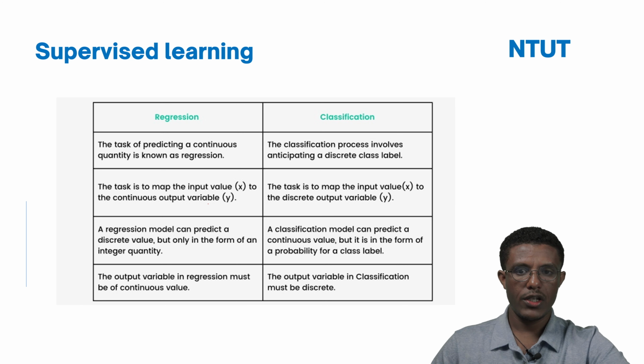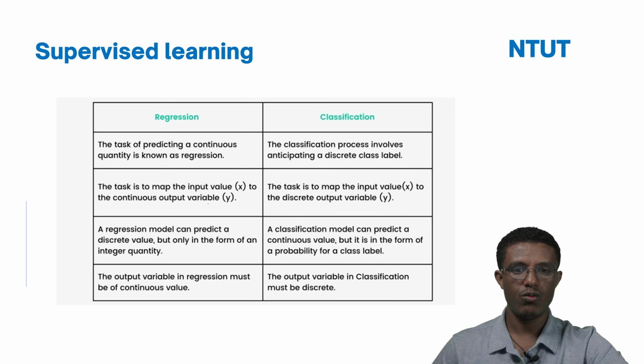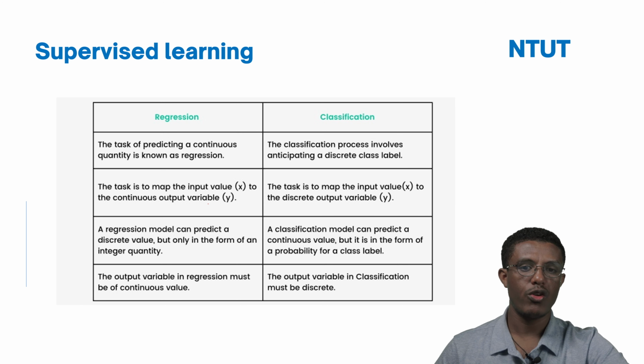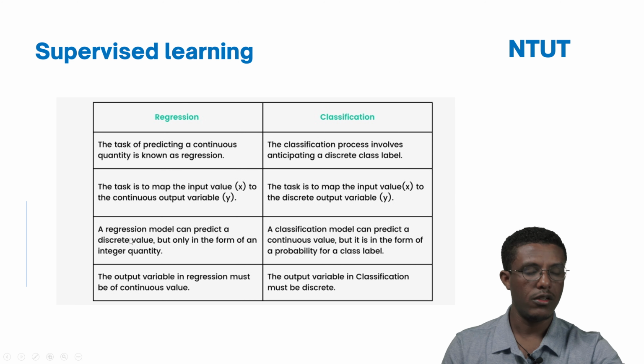A regression model can predict a discrete value, but only in the form of an integer quantity, whereas a classification model can predict a continuous value, but in the form of a probability for a class label. So in regression, for example to predict the temperature, we just say that the temperature is either 25, 26, or 37. The prediction is a discrete value. But in classification, it is a probability.